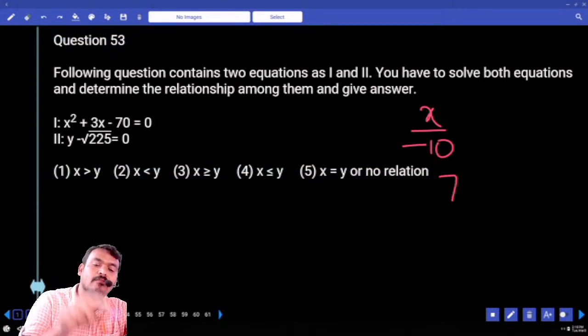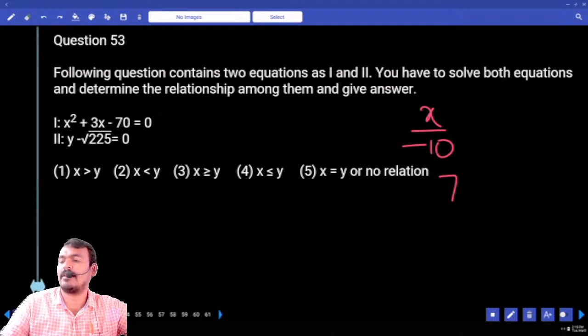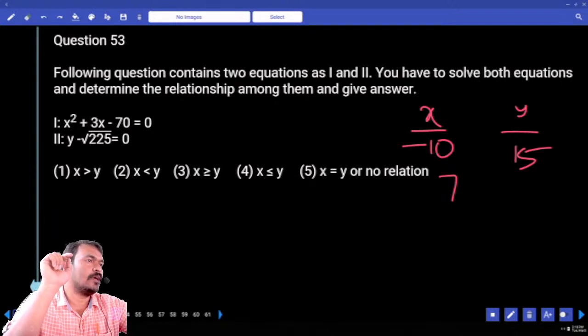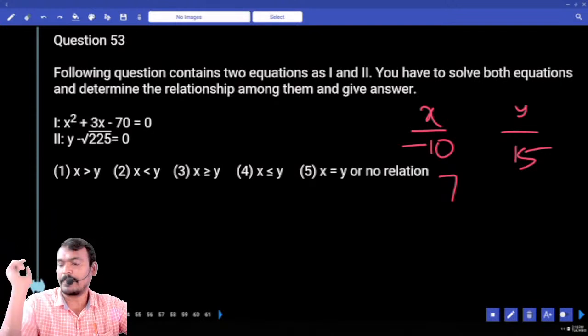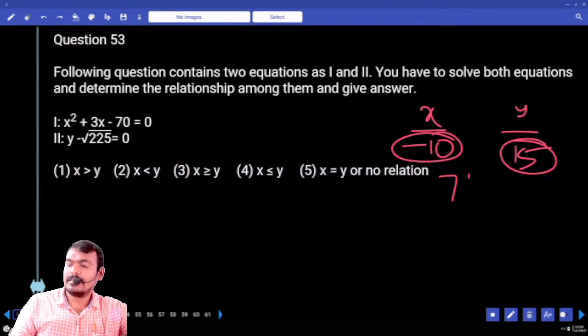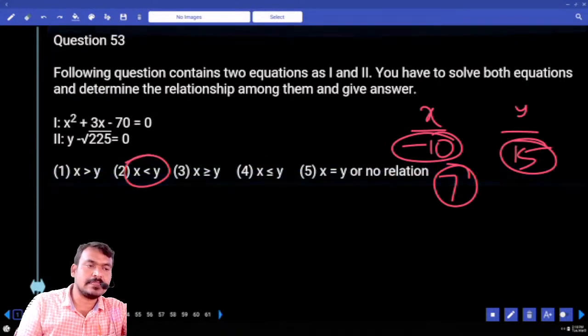Next, second one, y equal to under root of 225, or not? Y equal to square root of 225. Then y value is how much? 15. Don't say plus or minus 15. Already square root is given, or not. Then y equal to how much value? 15. Minus 15 compared to plus 15, less. 7 compared to 15, less. Then answer x less than y.